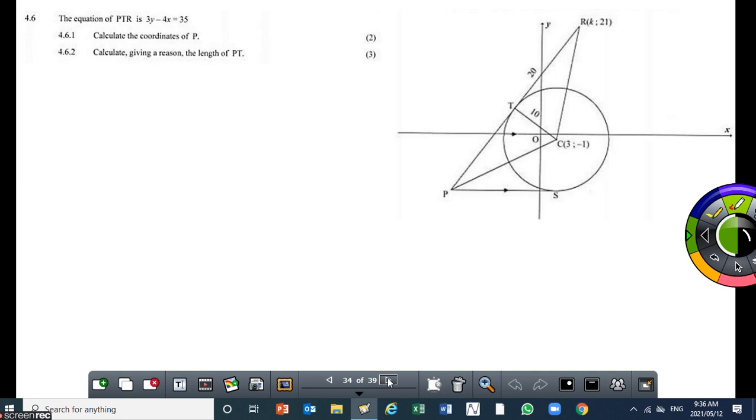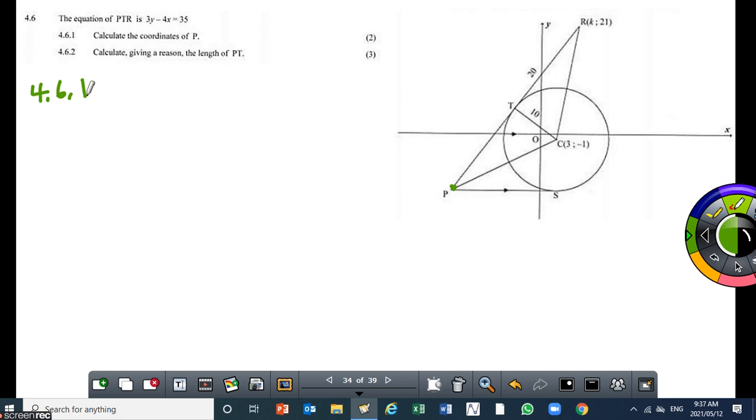All right, 4.6 now. So the equation for PTR is given. So that's PTR, that's a tangent. It's given as that. Calculate the coordinates of P. Now to calculate the coordinates of P here, it's not going to be difficult because since we are given the equation of this tangent here, PTR, we know the equation of PS and they intersect at a common point here, which means we can equate the two equations.